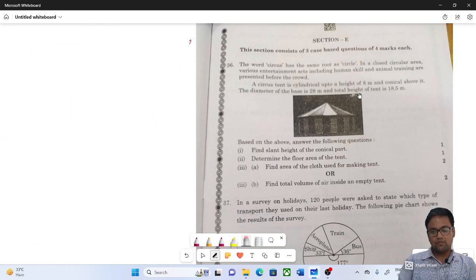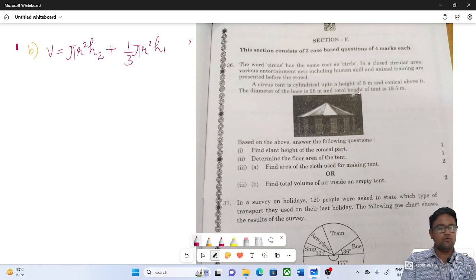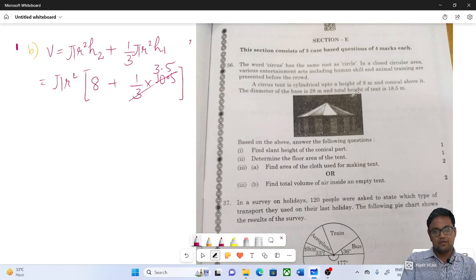Find the total volume of the air inside an empty tent. So, volume of the air, part B, is given by pi r square H2 of the cylinder plus 1 by 3 pi r square H1 of the cone, right. So, pi r square is a common quantity, H2 is the height of the cylinder, 1 by 3 and H1 is the height of the cone. So, this can be easily cancelled out.